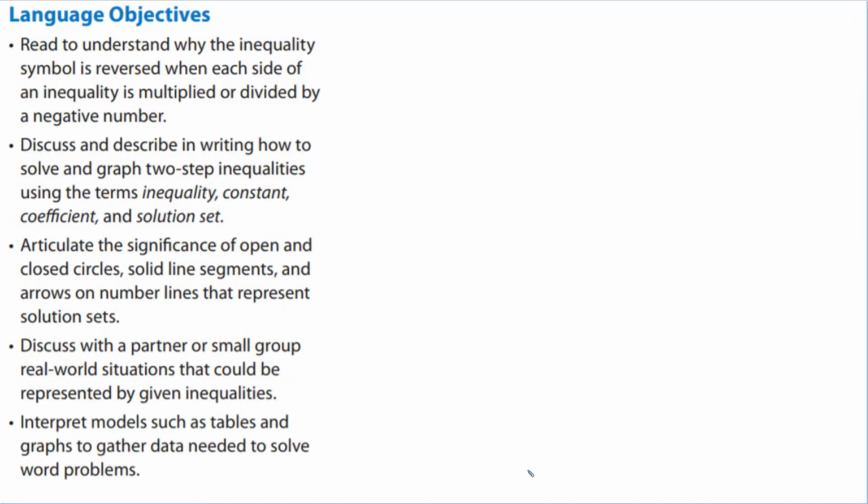Language objectives. I can read to understand why the inequality symbol is reversed when each side of an inequality is multiplied or divided by a negative number. I can discuss and describe in writing how to solve and graph two-step inequalities using the terms inequality, constant, coefficient, and solution set. I can articulate the significance of open and closed circles, solid line segments, and arrows or number lines that represent solution sets.